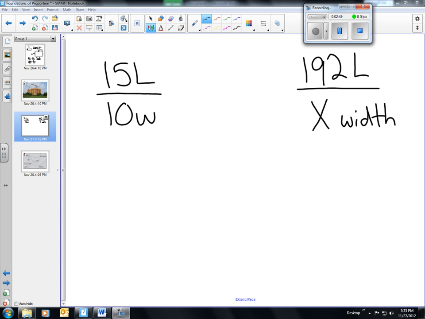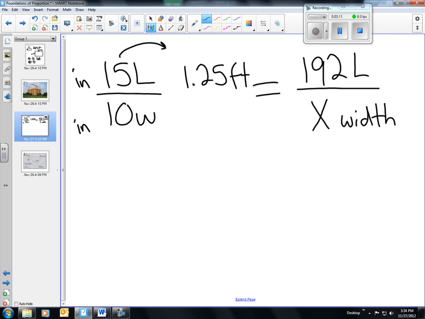So here we can set up a proportion to say that these two things are equal. However, when we're dealing with inches and feet, we want to look to maybe convert those units. You can either convert feet to inches or inches to feet. In this case, I'm going to convert the inches to feet. So 15 inches into feet would be 1.25 feet. And 10 divided by 12 would be 0.83 repeating feet. Okay? And that's a good habit to get into, make sure you're dealing with the same types of units.